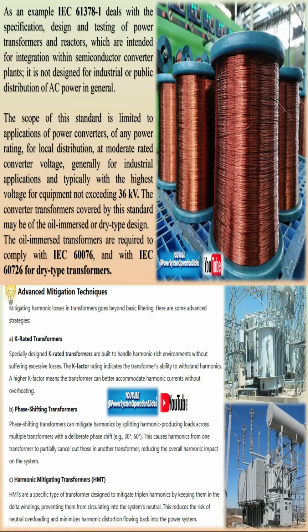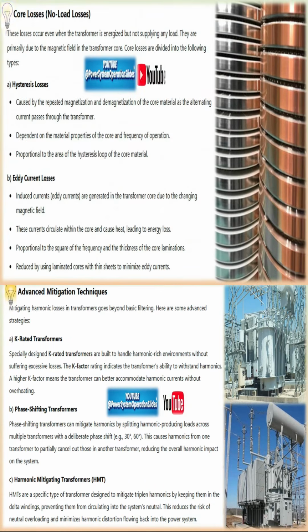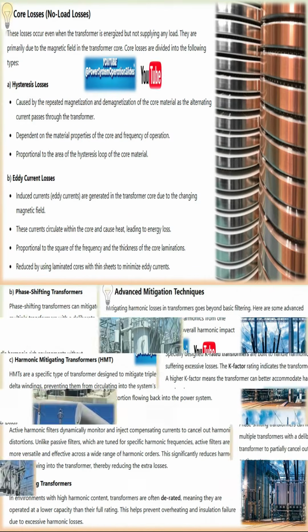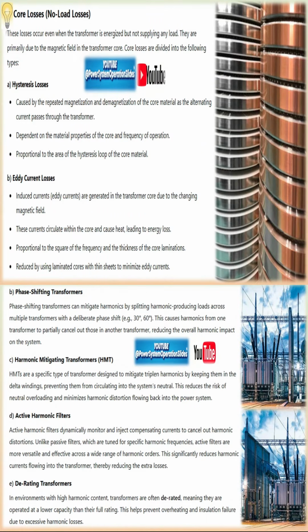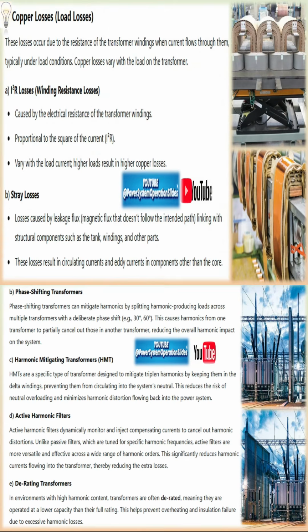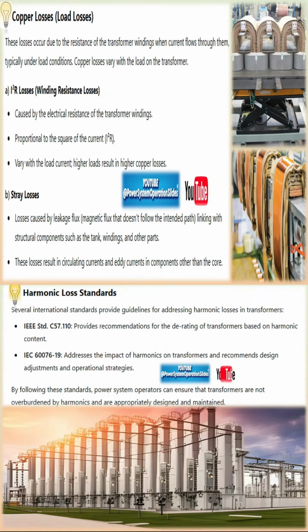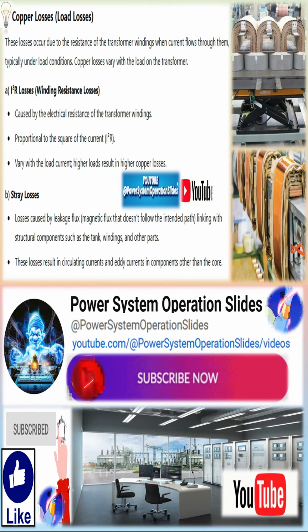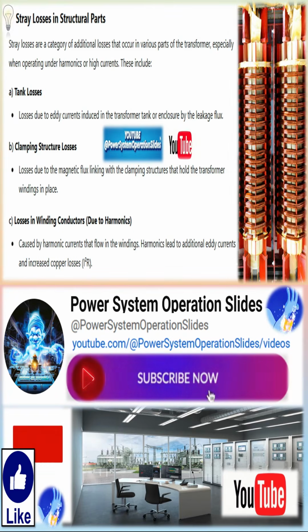Stray losses are a category of additional losses that occur in various parts of the transformer, especially when operating under harmonics or high currents. These include tank losses, losses due to eddy currents induced in the transformer tank or enclosure by the leakage flux. Clamping structure losses, losses due to the magnetic flux linking with the clamping structures that hold the transformer windings in place. Losses in winding conductors due to harmonics, caused by harmonic currents that flow in the windings.